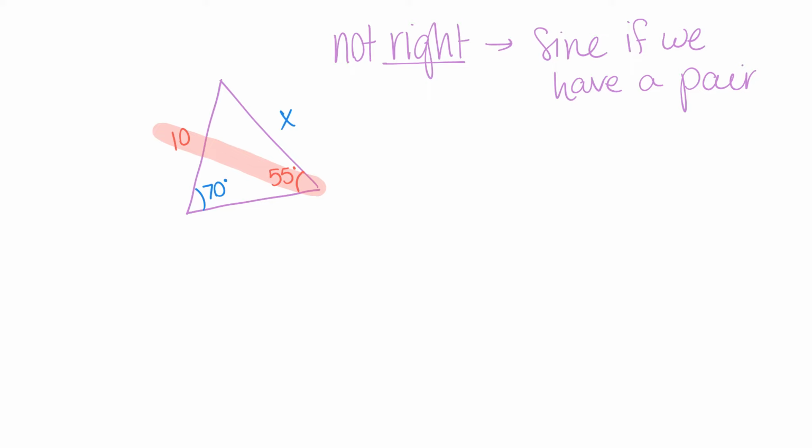this is half a pair. We're dealing with it, but we only know information about half of it. But we have to have a full pair in order to use sine law.